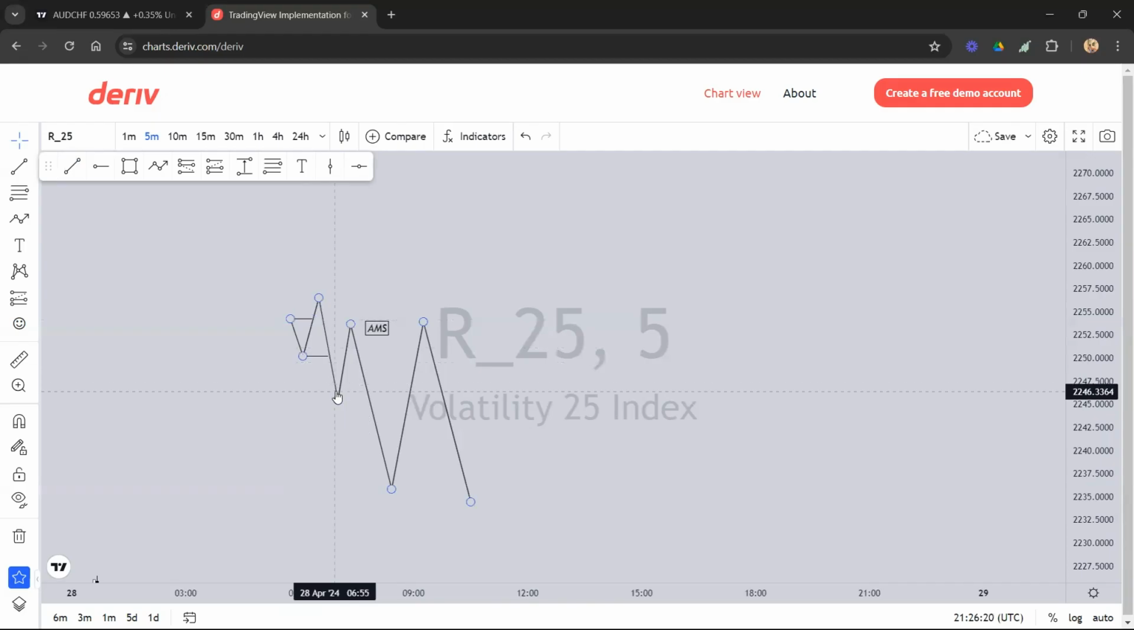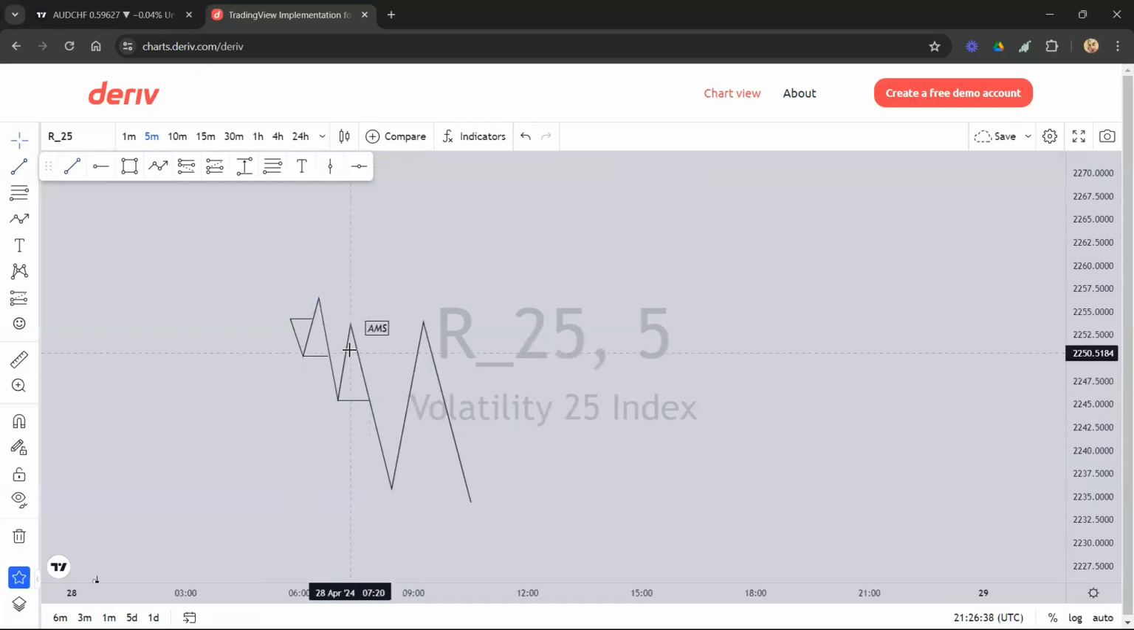Now, when it broke this level, it retraced again. It retraced, let's say, about 60 to 50%. Then when it retraced again, it still came back and broke this structure here, broke this level. Another break of what? Structure.